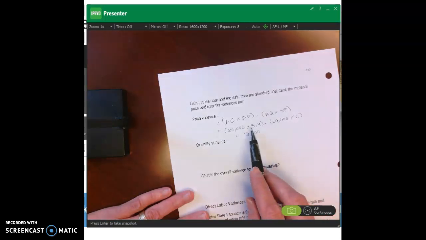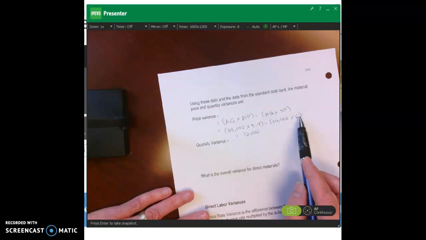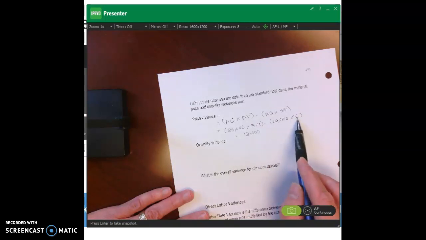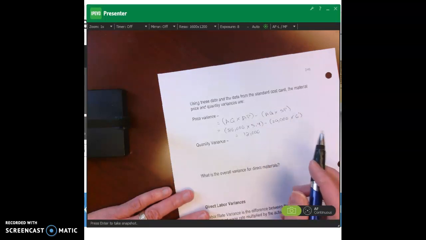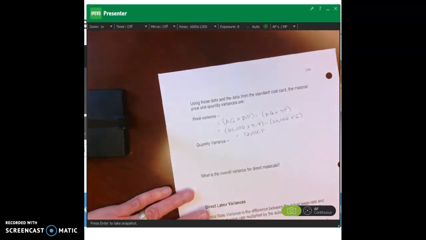And in this case, it's favorable. Why is it favorable? Well, I paid $5.40 per yard when I should have paid $6 per yard. So I'm paying less than the standard. That's favorable because that would mean that expenses are less than the standard. So I'm going to put a little F here, saying 12,000 favorable.